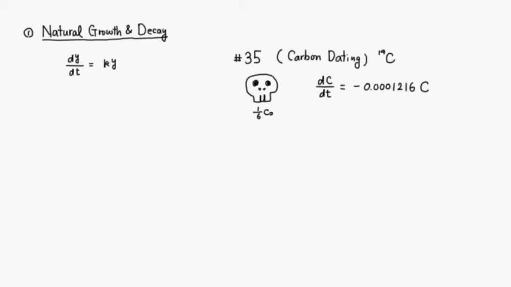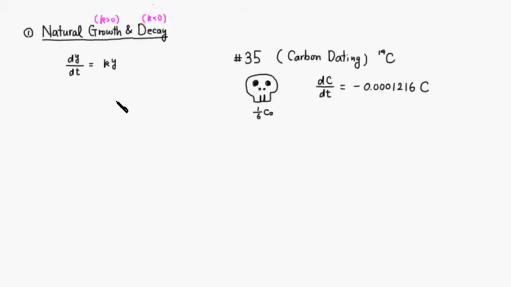All right, let's revisit the example of natural growth and decay. Remember that the equation for natural growth and decay is dy/dt = ky. When k is positive, it's a natural growth, or exponential growth. And if k is negative, it's going to be a decay.